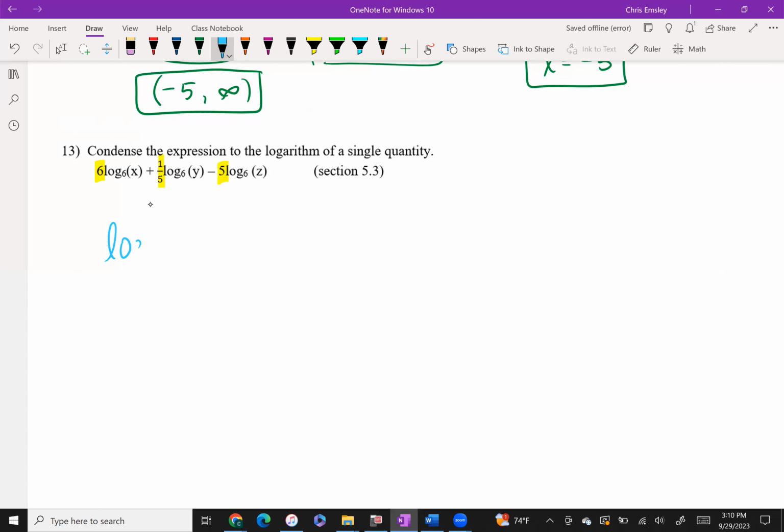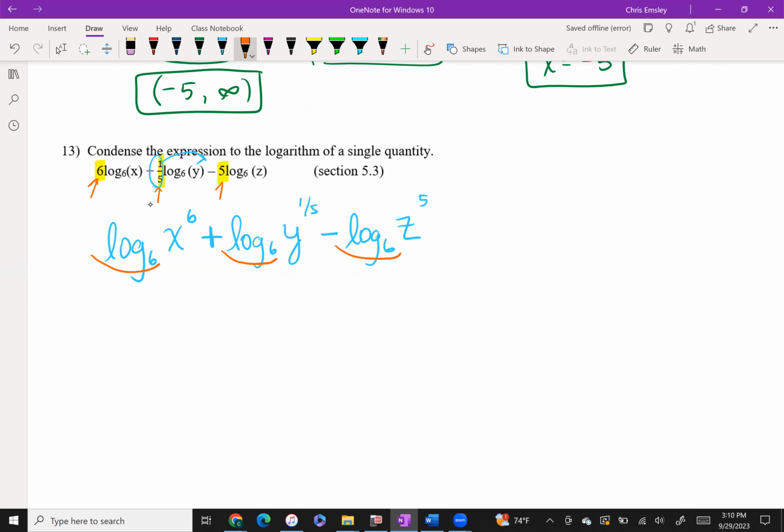So this first term would be written as log base 6 of x to the 6th. The coefficient goes up into the exponent plus log base 6 of y to the 1/5. Again, took the coefficient, moved it up to the exponent, minus log base 6 of z to the 5th. I did leave my sign there. There's a couple different ways you can handle that one. So that is our first step. So now we can combine these logs because they are all log base 6. We couldn't combine them when they all had different numbers in front. So that's why we have to use that first property.